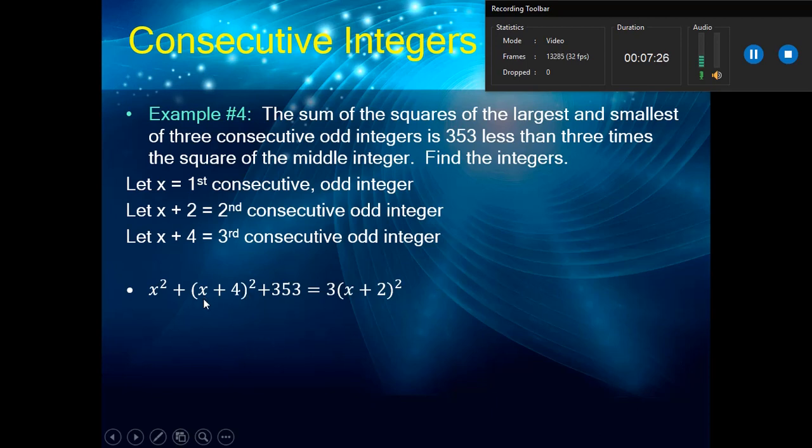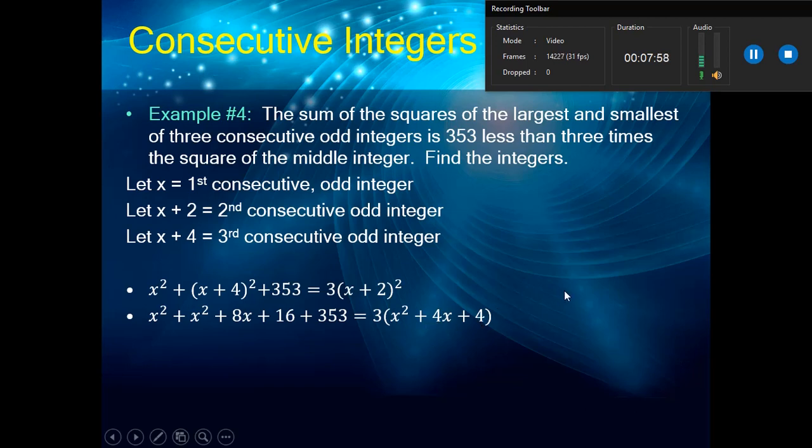We will want to expand x plus 4 squared and write it as 2 quantities, the same with x plus 2. So if you want to pause, you can go ahead and work those out before I reveal the next line. When I distribute the x plus 4 times x plus 4, I get x squared plus 8x plus 16. This is a perfect square trinomial. On the right-hand side, I also have a perfect square trinomial, x squared plus 4x plus 4.